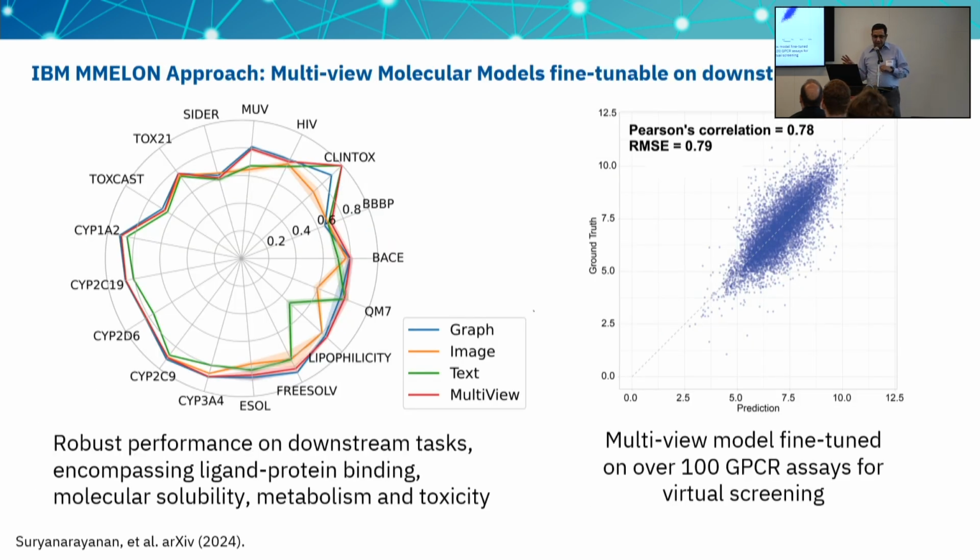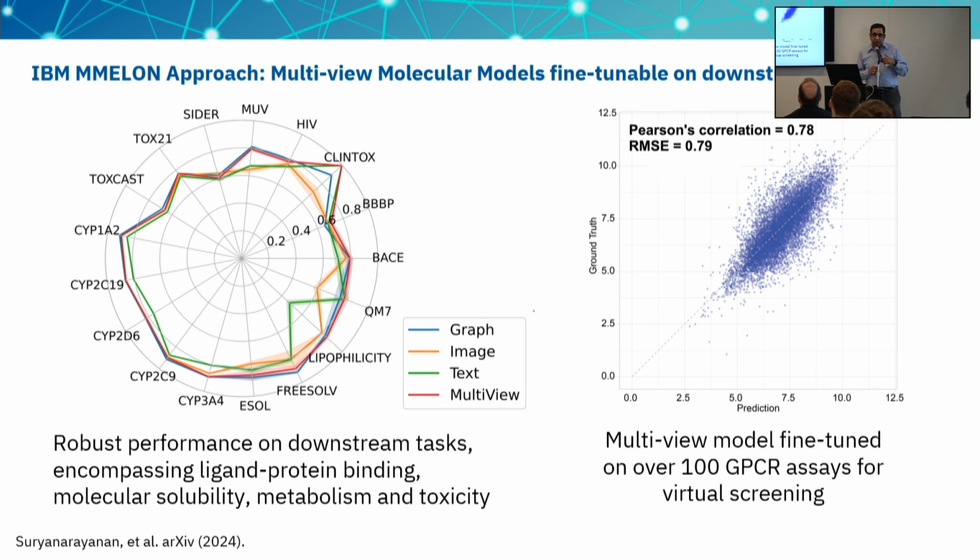So here are the results. Those who attended the benchmarks know about MoleculeNet. But what we see is that when we compare our multi-view model, it performs better than any individual view encoder, the majority of the time. That's what the circular polar plot is representing.